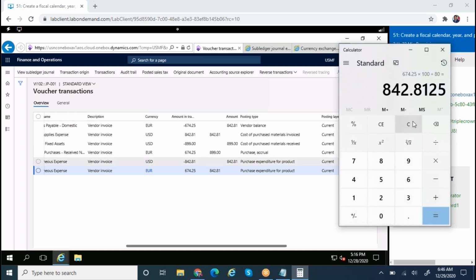Actually, the value at the time of product receipt is 674.25 multiplied by 100, divided by 75. Then it will become 899. This is at the time of product receipt. But at the time of invoice, it is 80, instead of dividing by 75, it is 80. Now the value is 842.81.